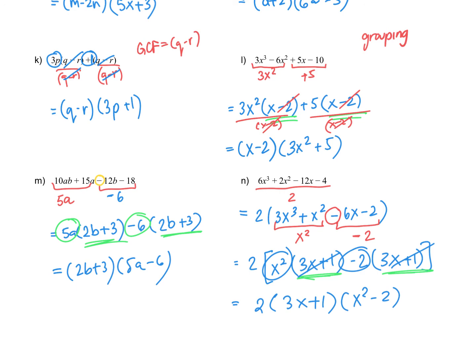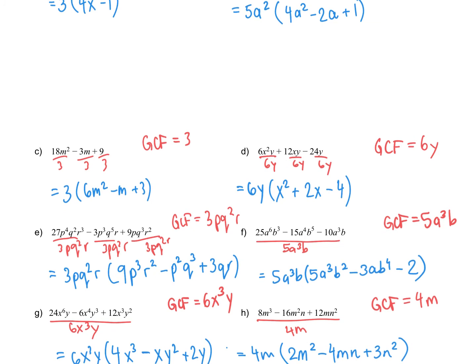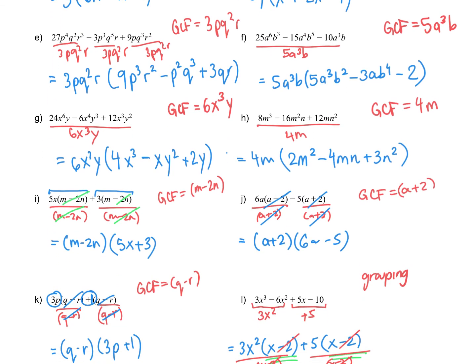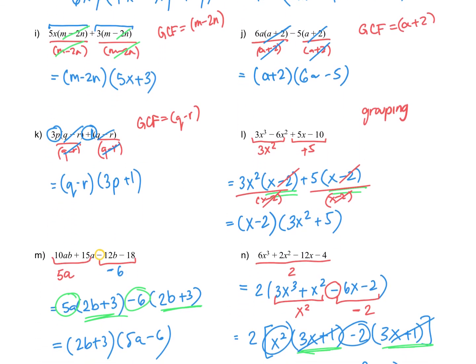So we have the typical common factoring that we did at the beginning. However many terms you have, look at the coefficient, look at the variables. Sometimes you might see common brackets, and sometimes there might not be any common factor for 4 terms, but grouping will help save you. And that's it for the GCF.